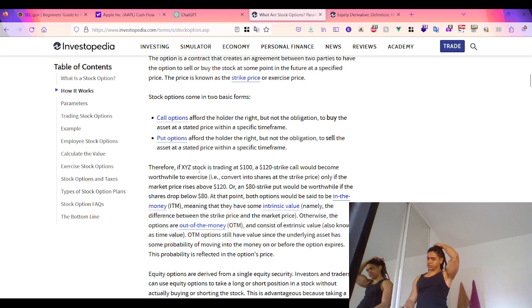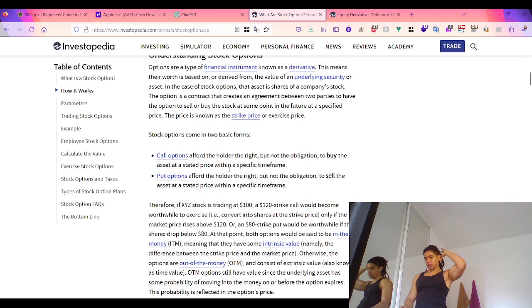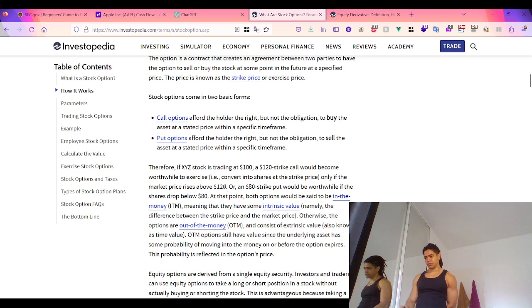Therefore, if XYZ stock is trading at 100, a 120 strike call will become worthwhile to exercise. It is converted into shares at the strike price only if the market price rises above 120. An 80 strike put will be worthwhile if the shares drop below $80.